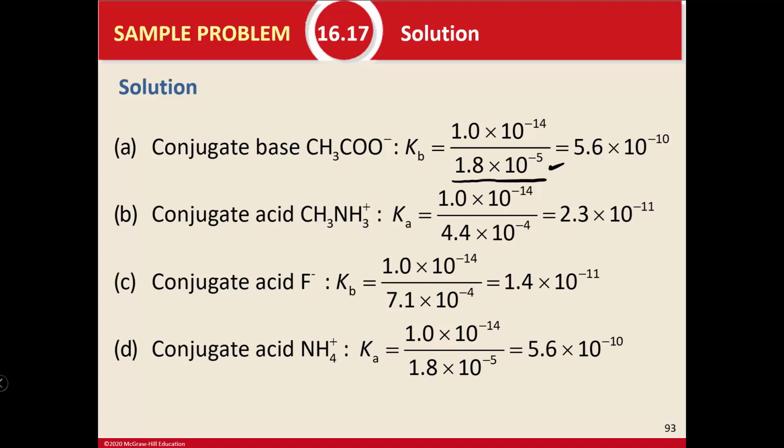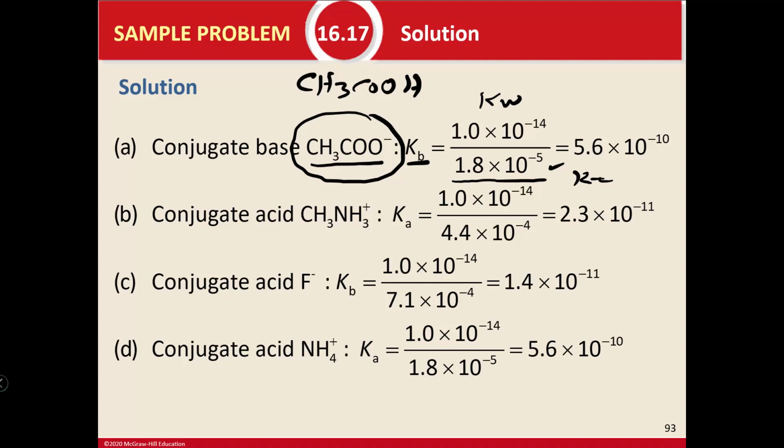So we're looking for the Kb for the acetate ion. That's what we're trying to solve for. But it's Kw divided by Ka, and you need the Ka for this acid. And again, the acid, before we get the conjugate base here, is this.